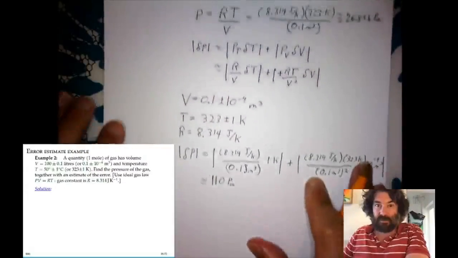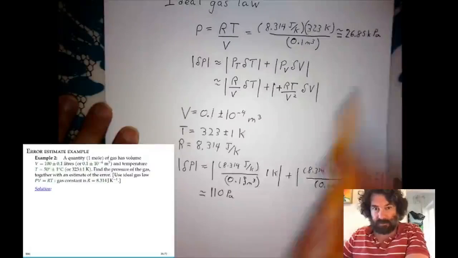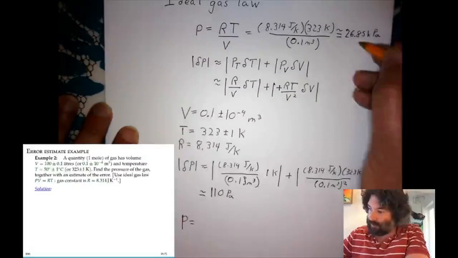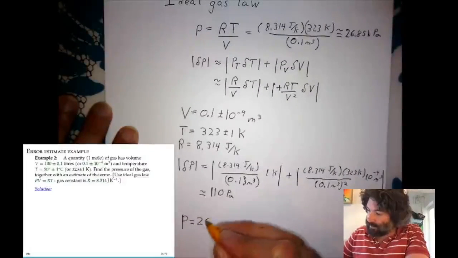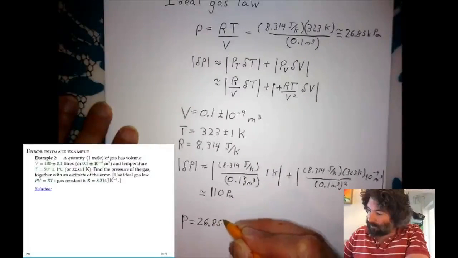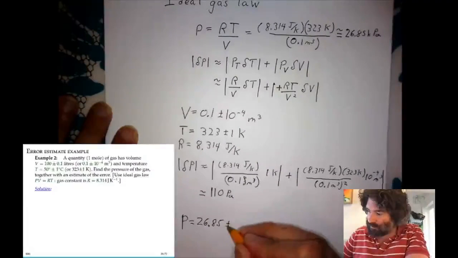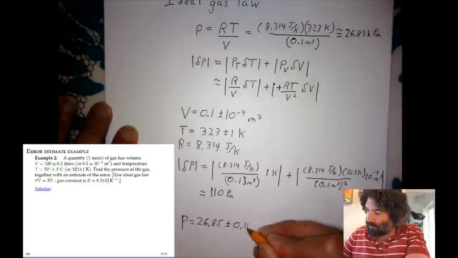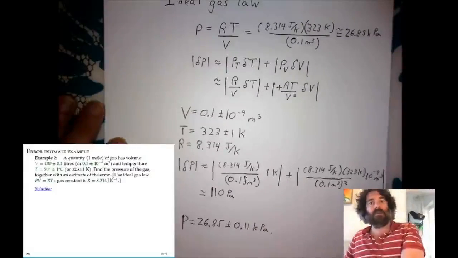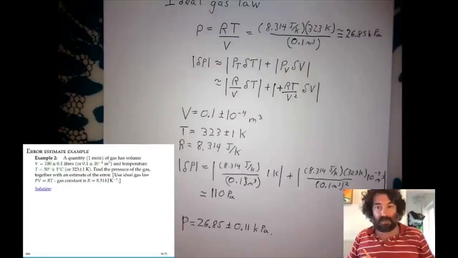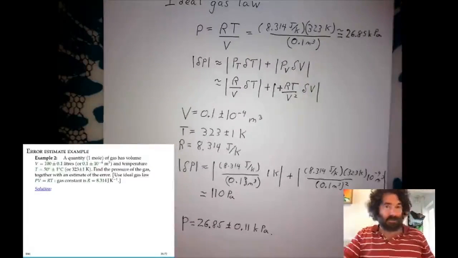And so we've calculated the pressure and the error in the pressure, so we would write for the pressure this calculated value, 26.85 kilopascals, and then this is in pascals. If we want to convert it to kilopascals, we get plus or minus 0.11 kilopascals. Okay, so there's another example of using this estimate of the size of the error in a quantity that's calculated based on some measurements.